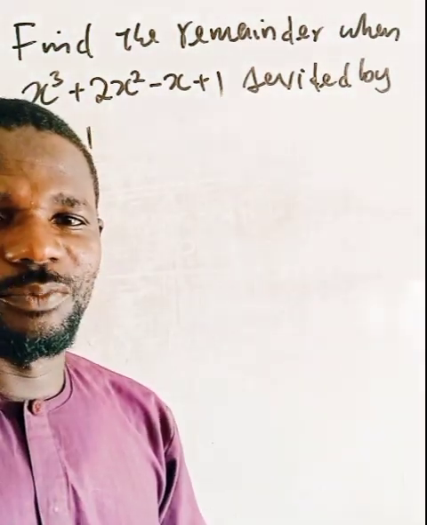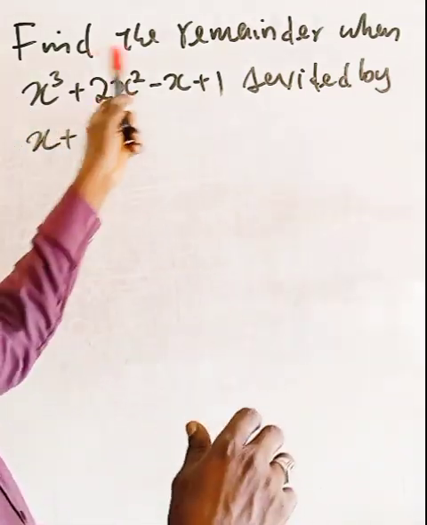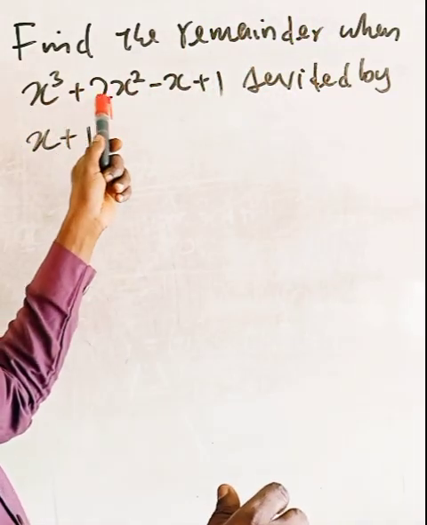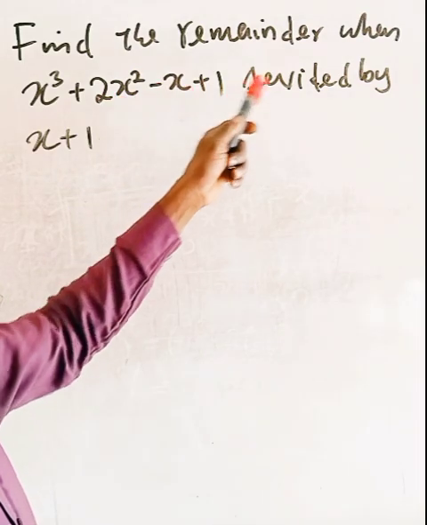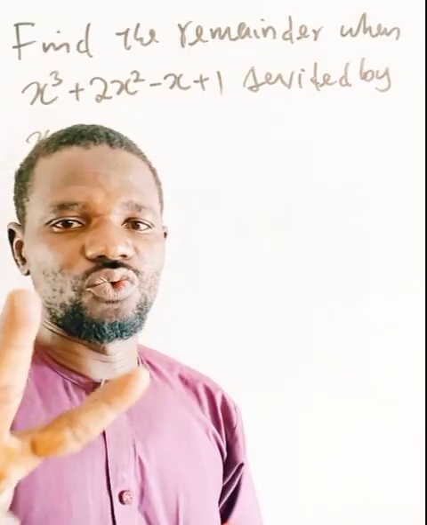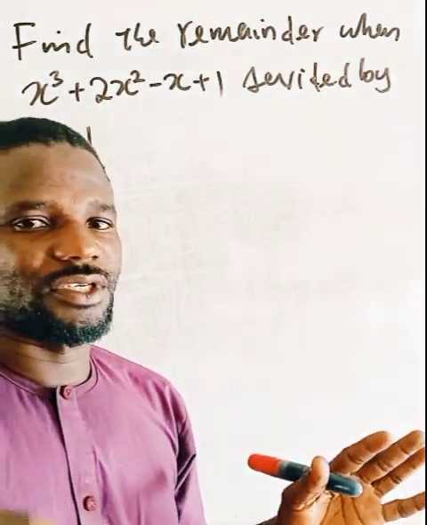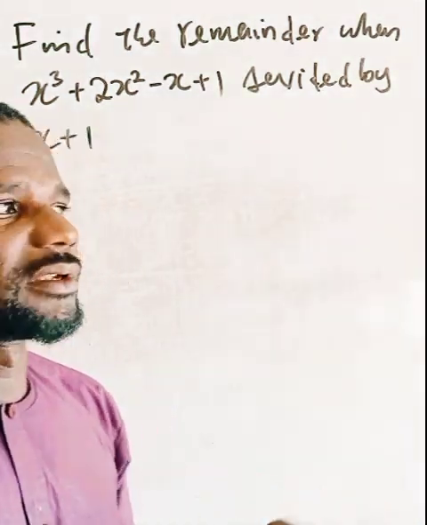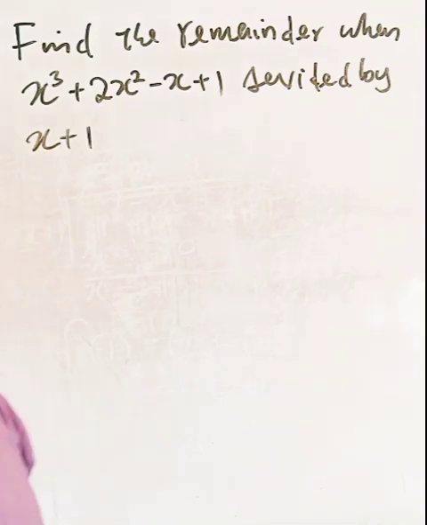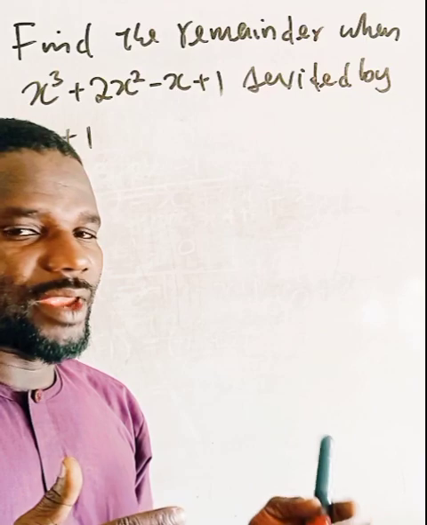What I have today is a polynomial problem where I will ask to find the remainder when x cubed plus 2x squared minus x plus 1 is divided by x plus 1. Anyway, there are two methods of doing this. All of them look simple, but follow me and see them one by one. The first method is we use long division method, and the second one is remainder theory.